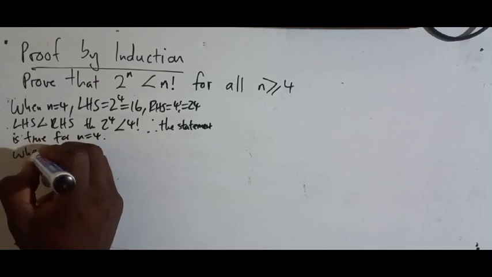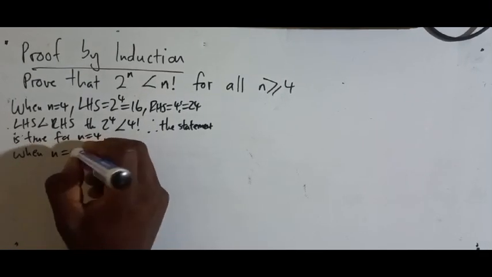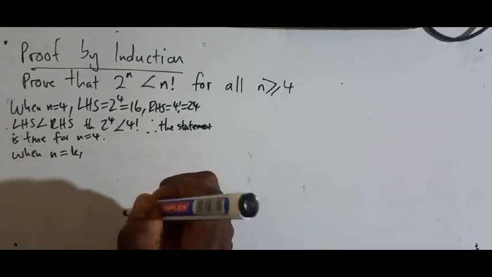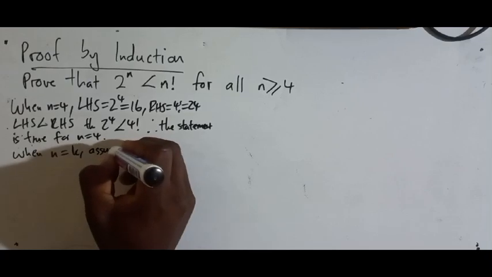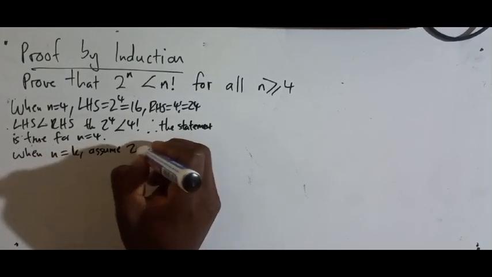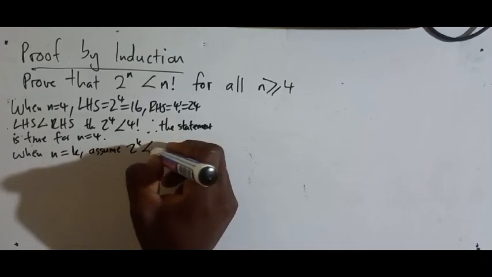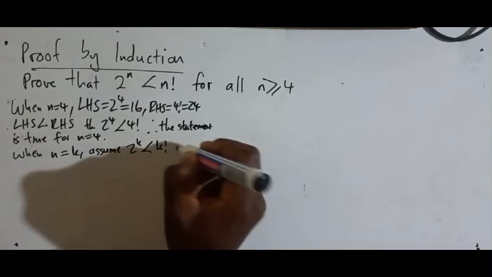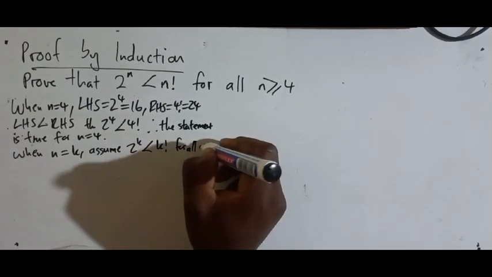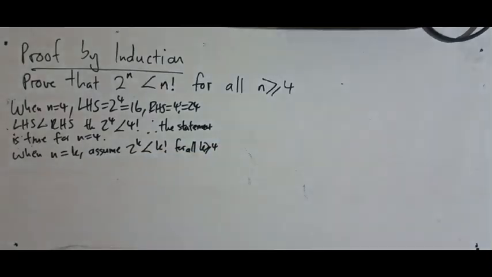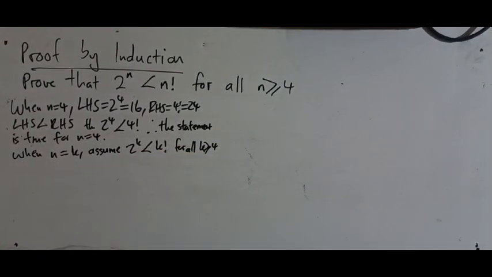So when n equals k, assume 2 to the power k is less than k factorial for all k greater than or equal to 4. So this is the inductive assumption. Then after the inductive assumption, we now prove for n equals k plus 1.